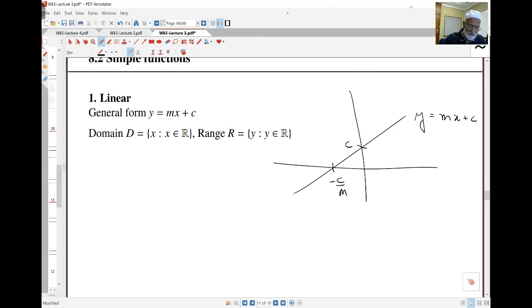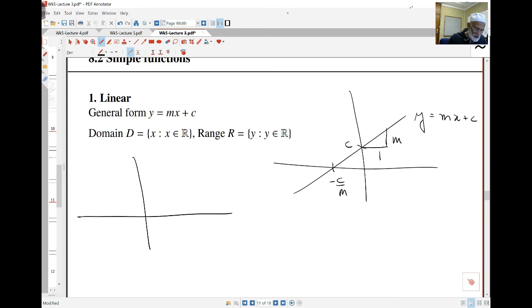And the way it works is, if I go up 1 in x, then y goes up by m. That's what the slope m here means. If I increase x by 1, y goes up by m, as you can see. And so some examples over here.